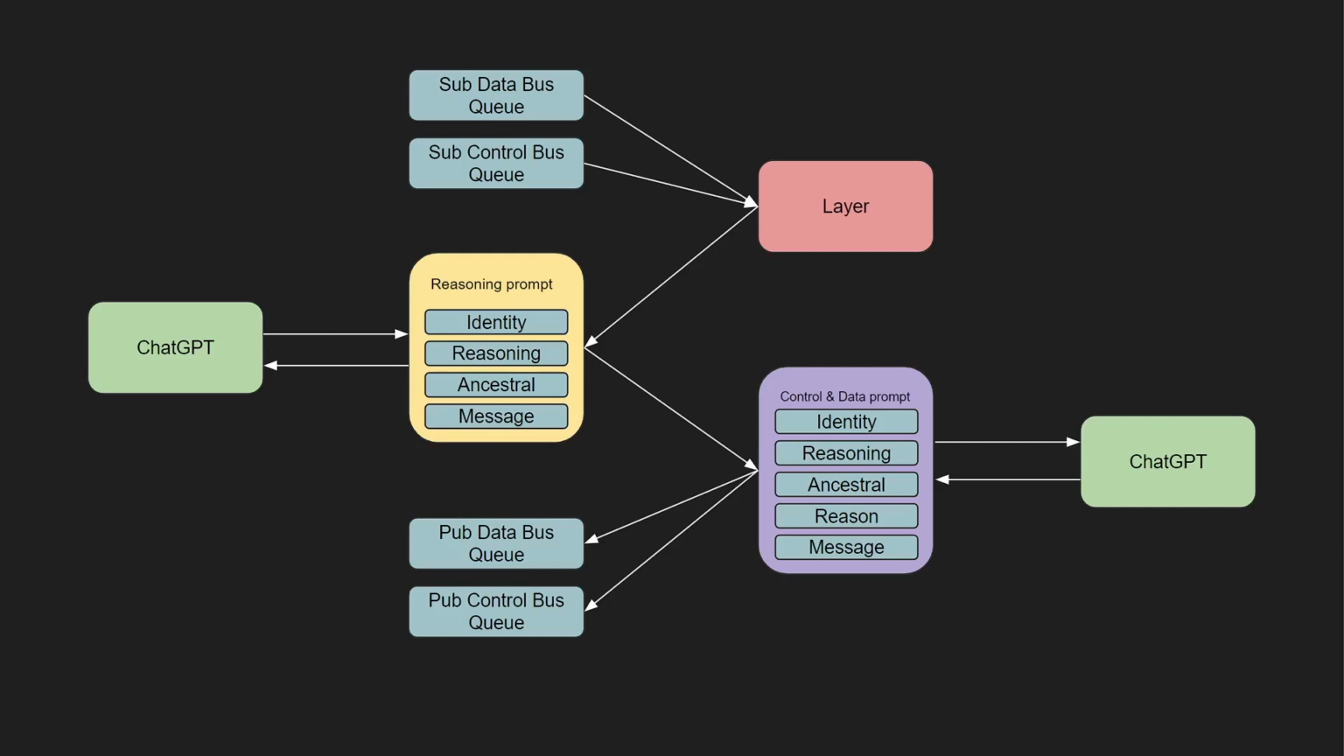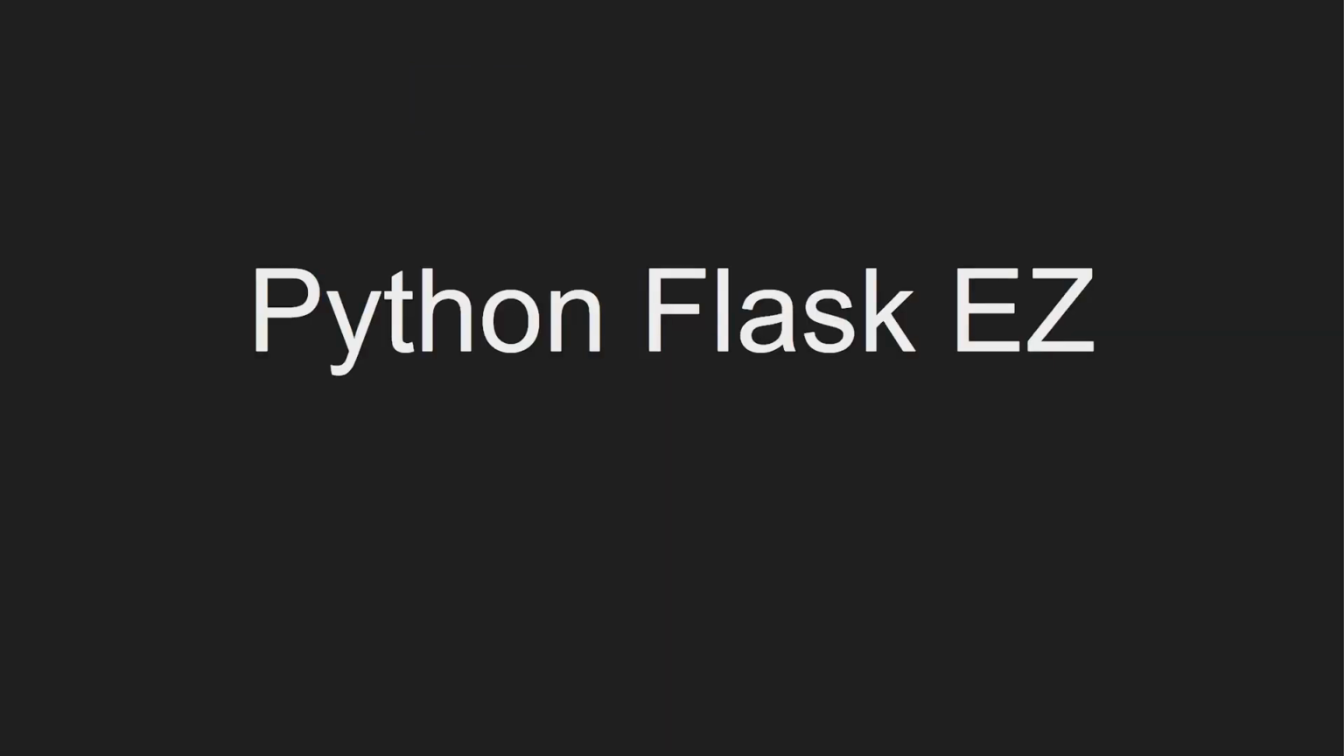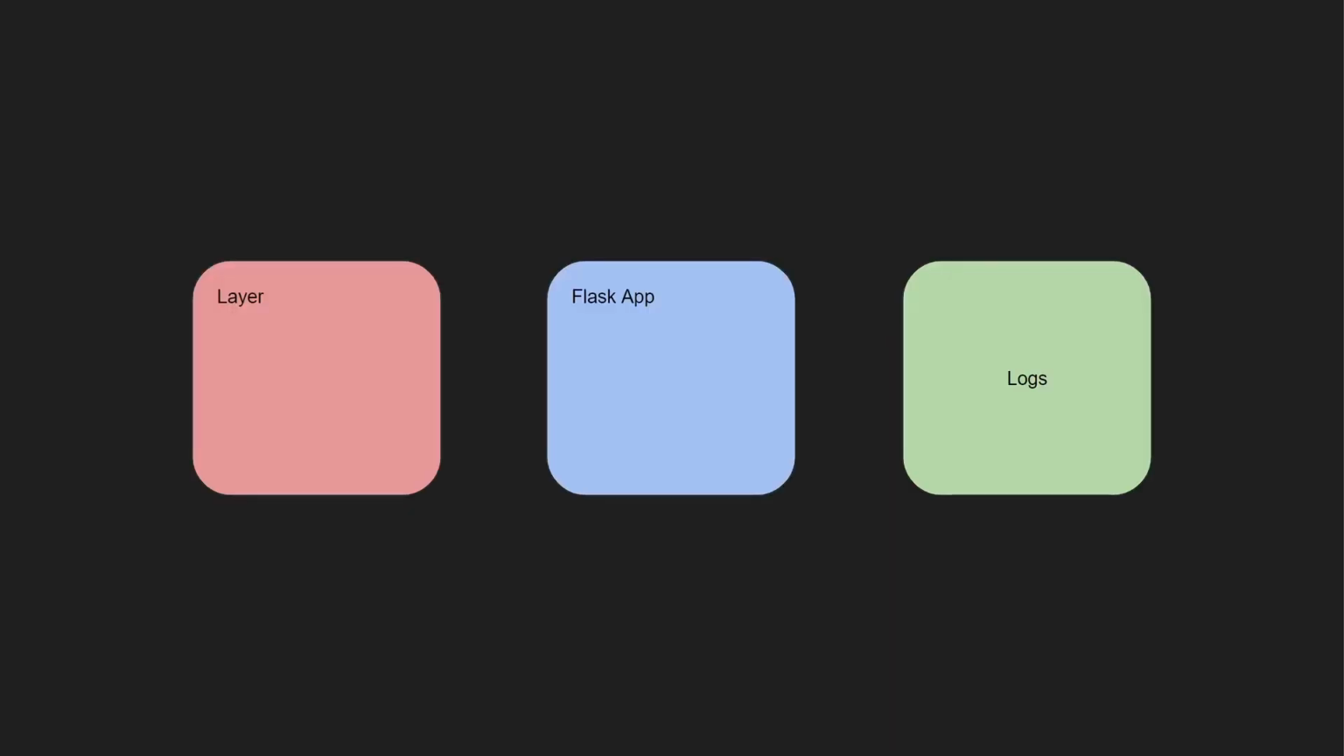Now moving on to the next project, Python Flask Easy. This project is the most straightforward and the most unique in terms of how it operates. First, we'll take a look at how the project is set up. The project is composed of 3 parts, the layer modules, the Flask app, and the logs.